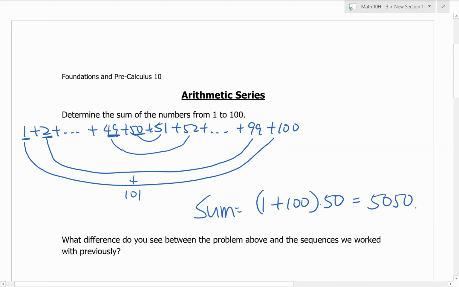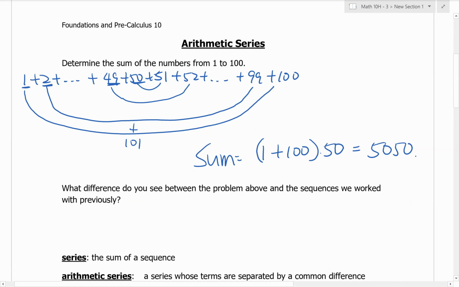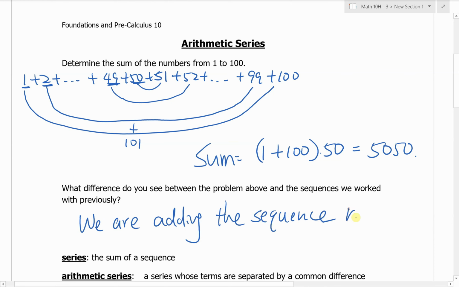Okay, so what difference do you see between the problem above and the sequences that we worked previously? Well, in the last lesson, we were listing out the numbers, right? 1, 2, 3, 4, 5, all the way to 100. Today, what we're doing is we are actually adding those numbers together. So the difference here is we are adding the sequence this time. Not just listing out the numbers, but actually adding those numbers together. Okay, so that's what we are doing today.